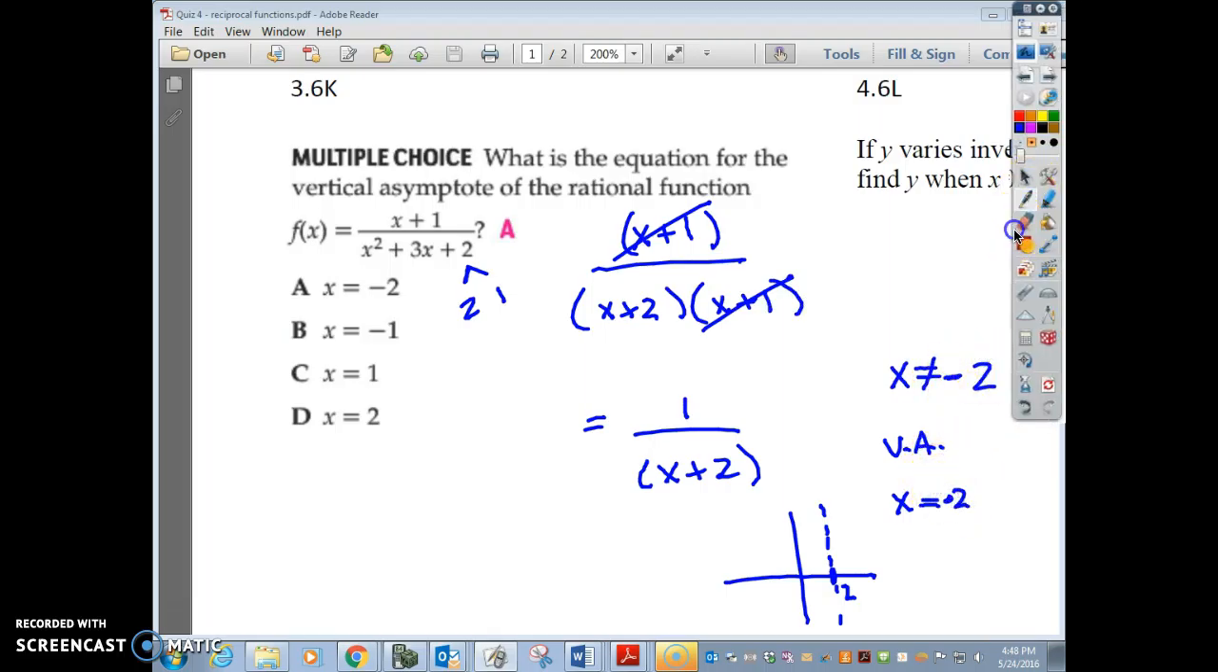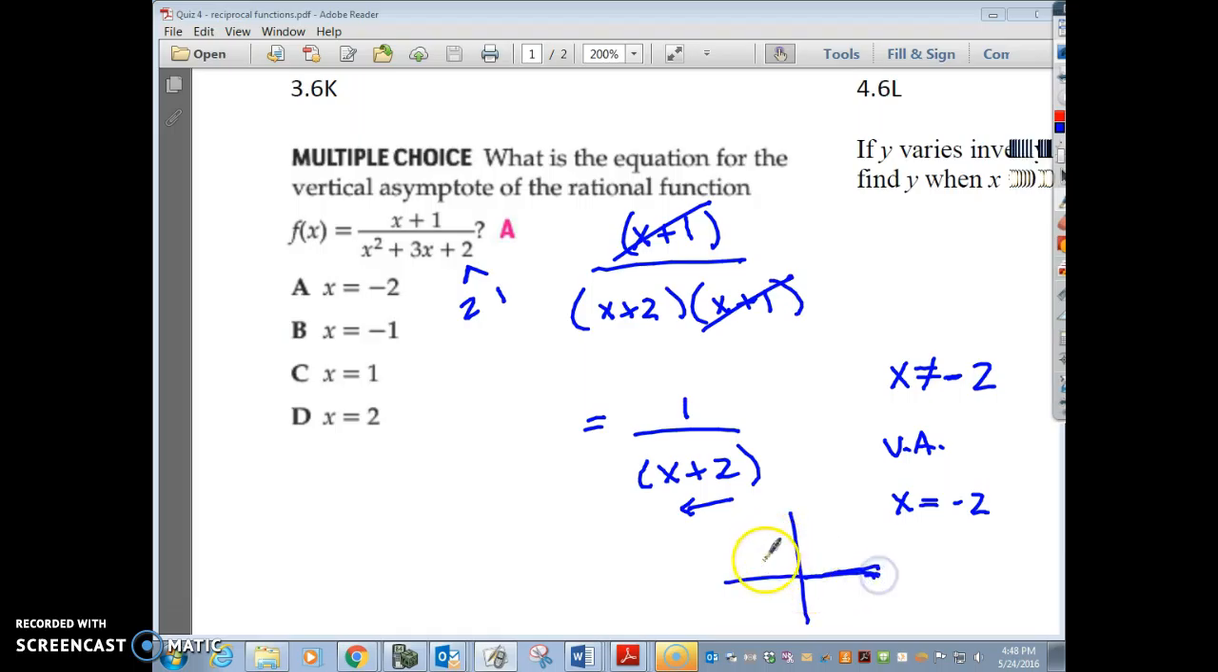You see how we caught that by graphing it? We saw that this actually moves it to the left. So this is -2, and this vertical asymptote here is not there. It's at -2. Okay, so the answer is what?